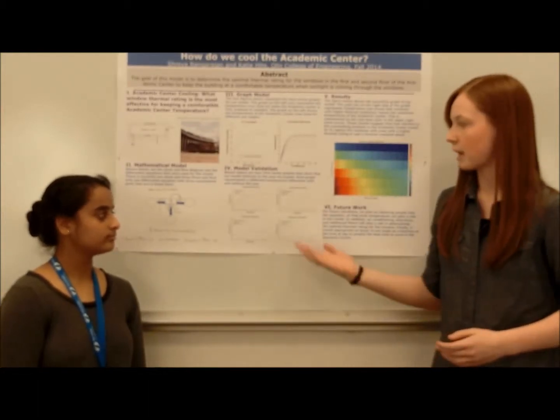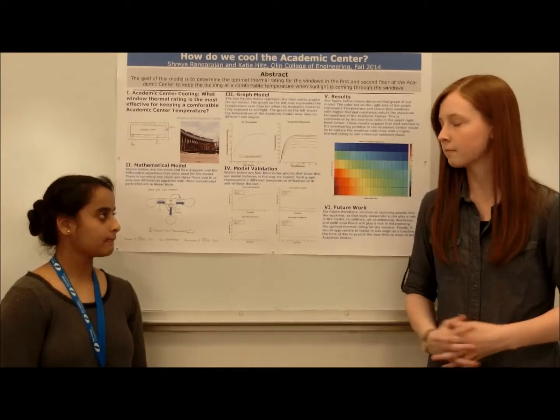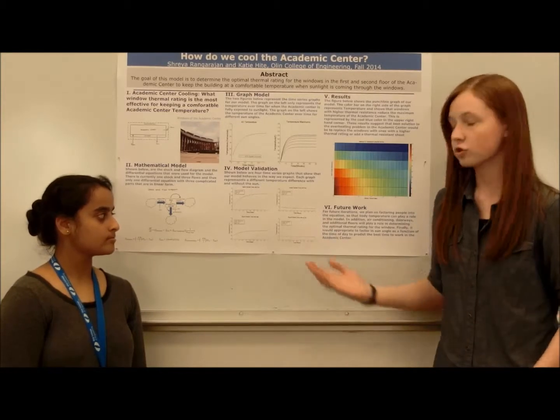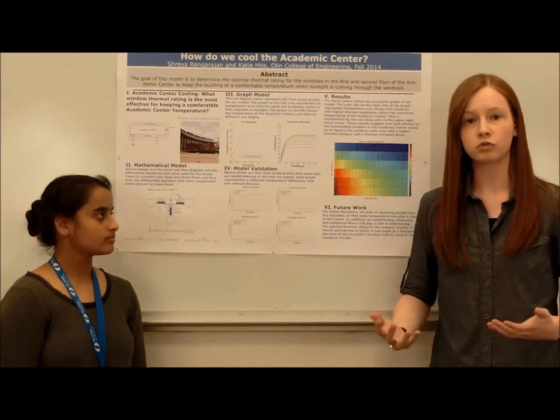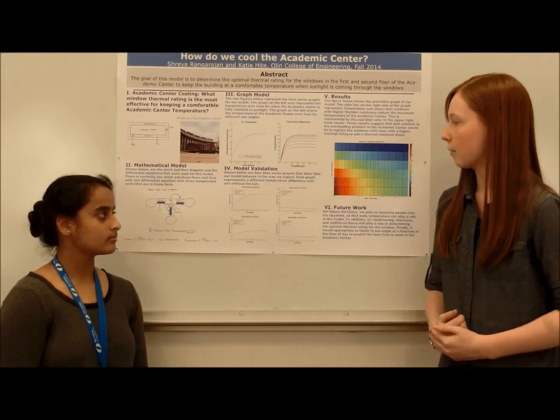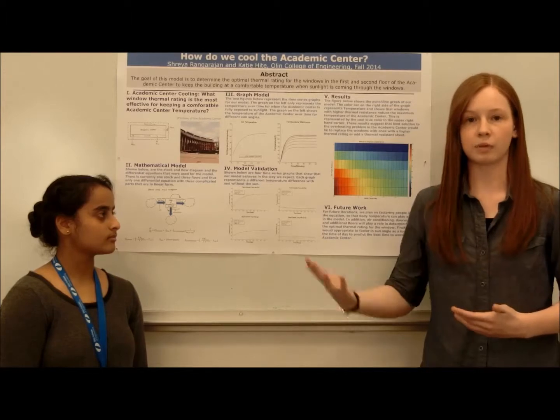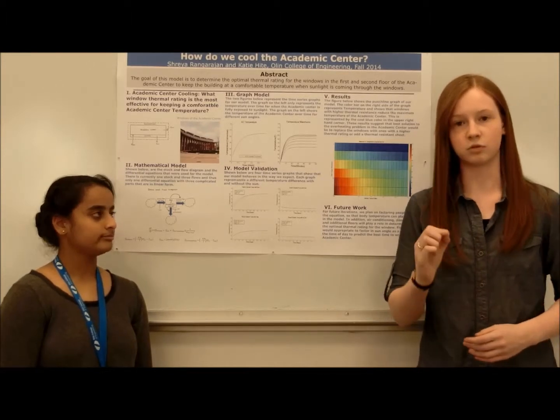So basically the way this works is that our model is qualitatively validated. So we can say that these behaviors are what we would expect. The temperatures may not be exact, but they are close to what people have experienced in the academic center itself. So our model can say this is the way that the temperature will behave, even though they may not be precise decimal temperature values.